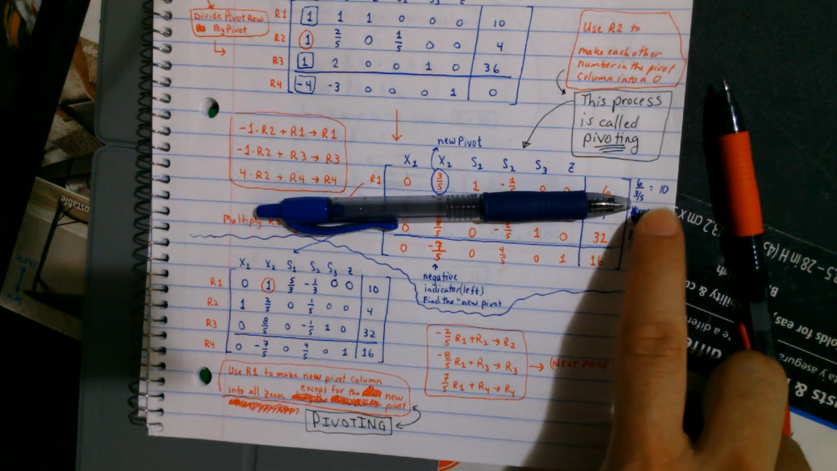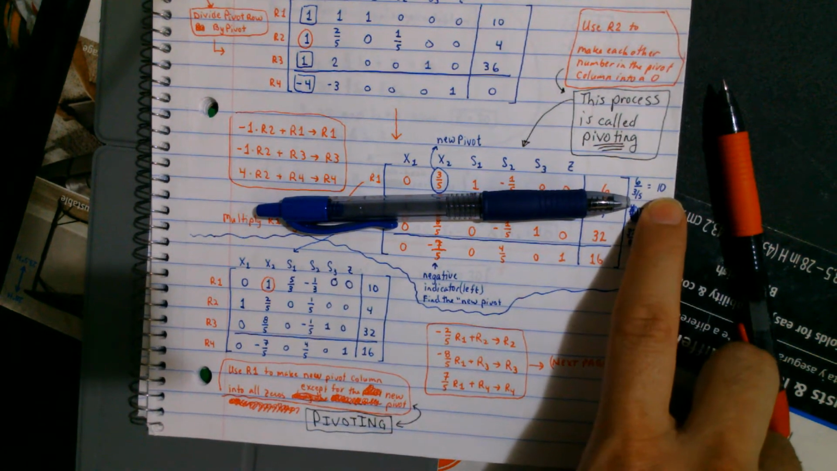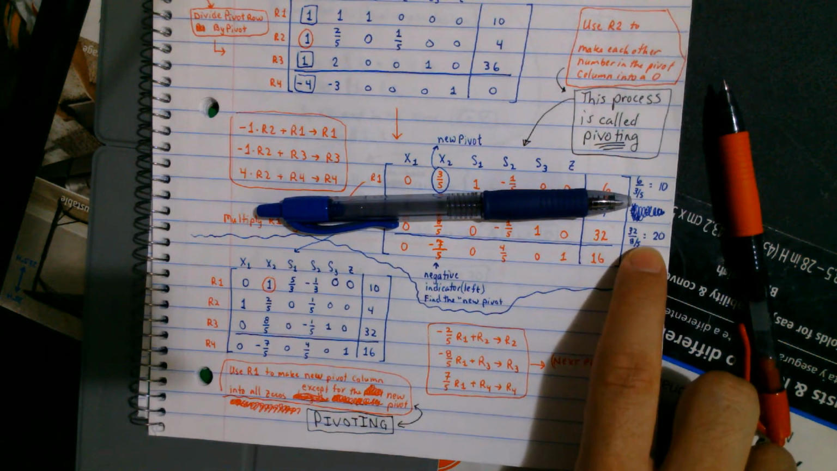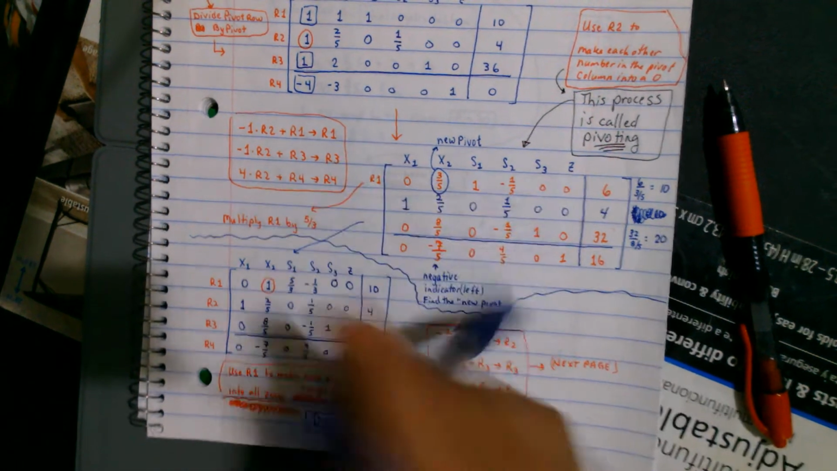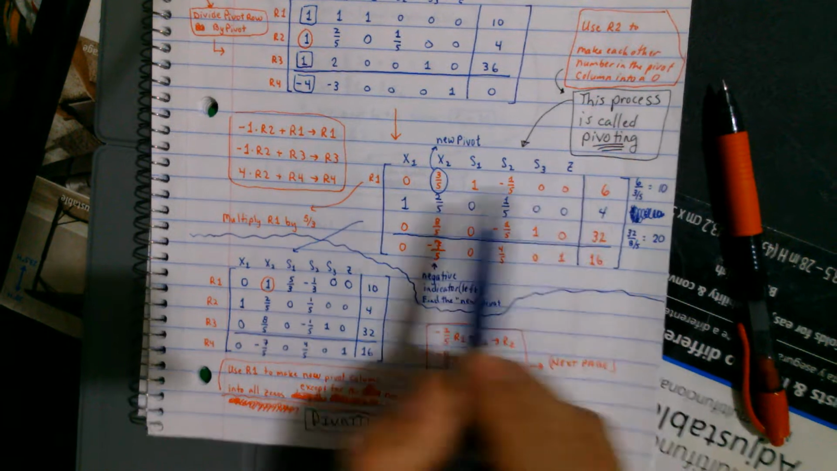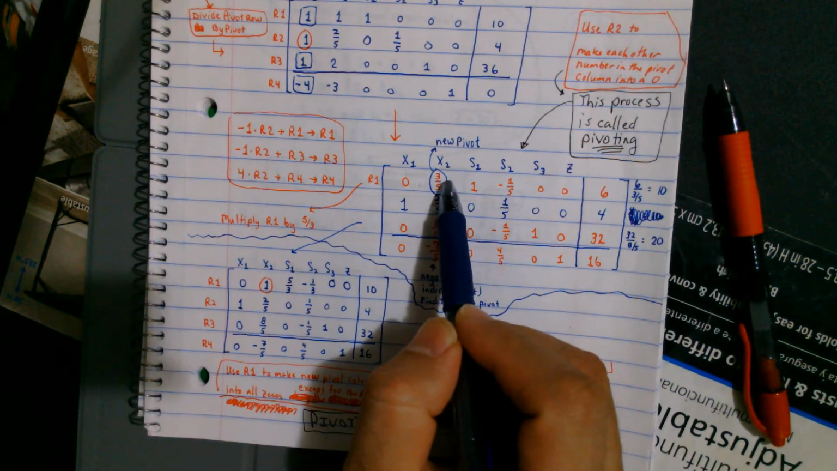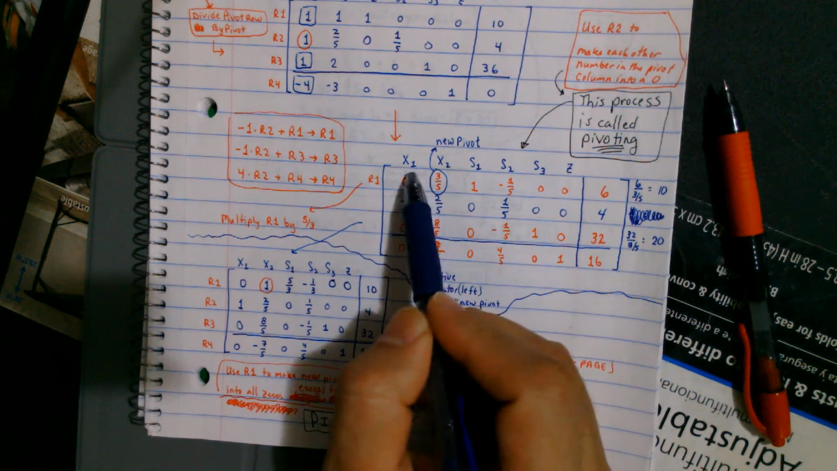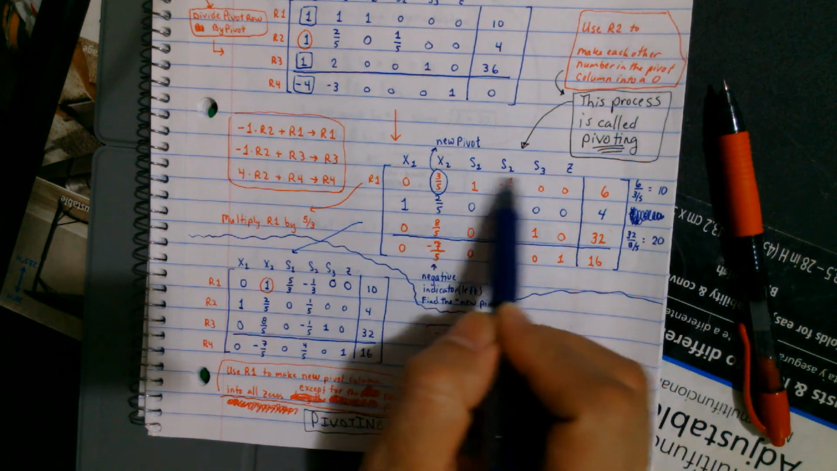When you divide by 3 over 5, you multiply by the reciprocal, 5/3, you get 10. 32 divided by 8/5 is 32 times 5/8 is 20. So notice the smallest of the two answers is 10. So this is my new pivot. So I need to divide everything here by 3/5, which is the same thing as multiplying everything by 5/3.